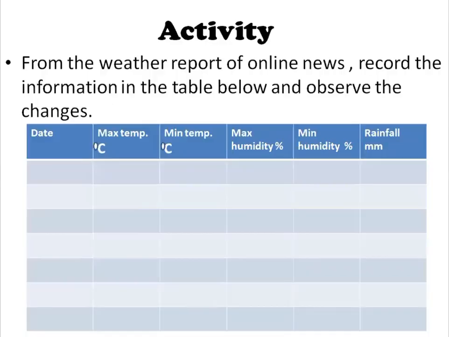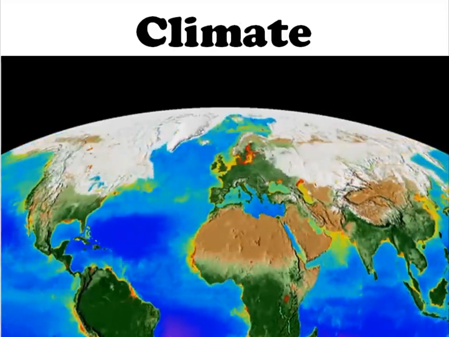Now let us understand on the basis of this activity that you have to collect online news or the newspaper that you received at home. Record the information in the table below given. Likewise, you can record a date on which you are observing maximum and minimum temperature of that day, humidity, as well as rainfall. Likewise, you observe for minimum 1 week and then observe the changes that vary from day to day. You will get surprised.